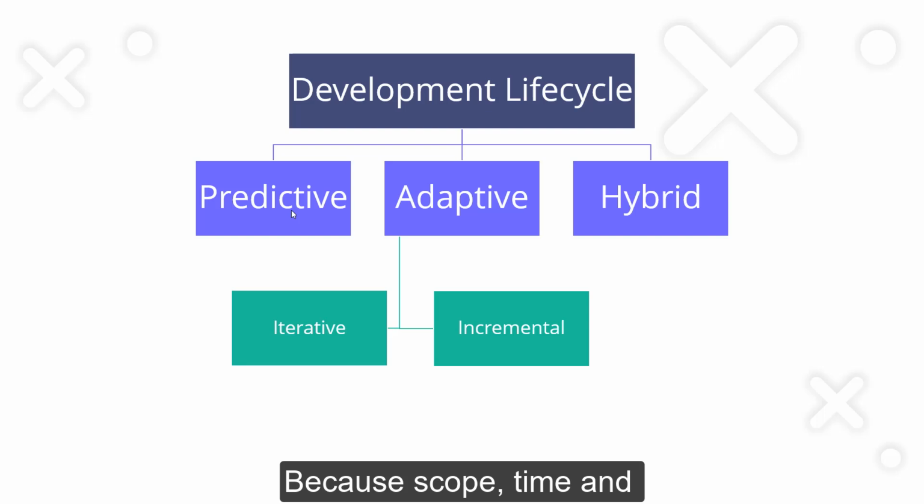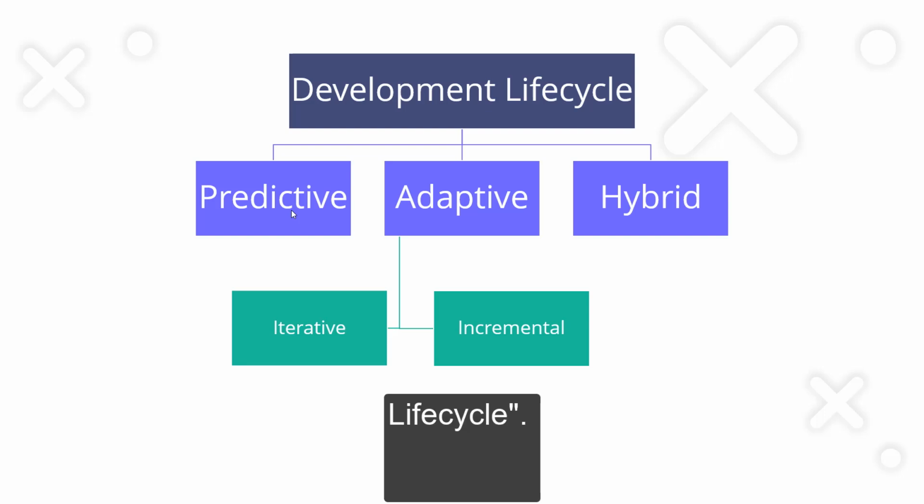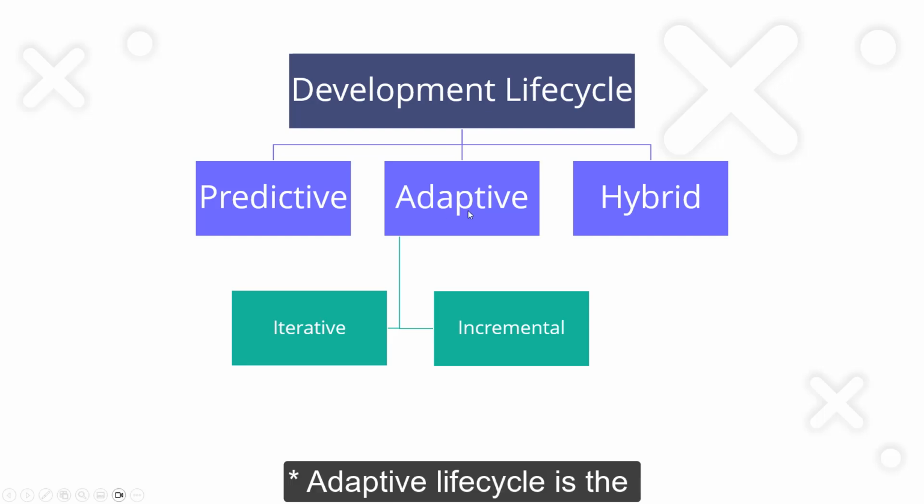Because scope, time and cost is rather fixed, predictability is naturally high. Predictive life cycle is also called the traditional life cycle, or it is also called the waterfall life cycle in all the textbooks. Next, we will go to adaptive.